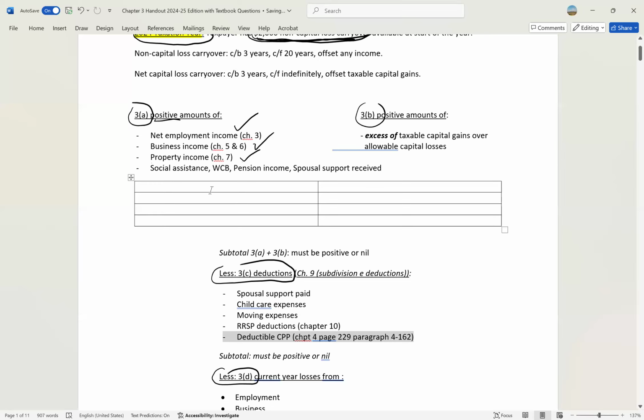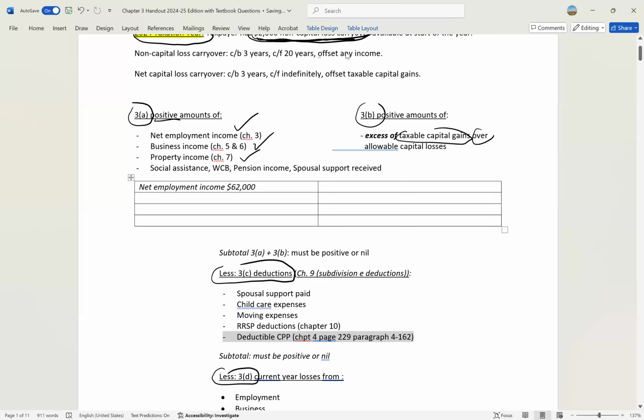So let's just say for argument's sake, this individual has net employment income of, let's say, $62,000. Now, today we're going to focus on how to calculate net employment income. But for this simple example, let's assume that that amount is given to us. Then we move on to 3B. 3B is the excess of your taxable capital gains over your allowable capital losses. And we said that 3B must be a positive amount.